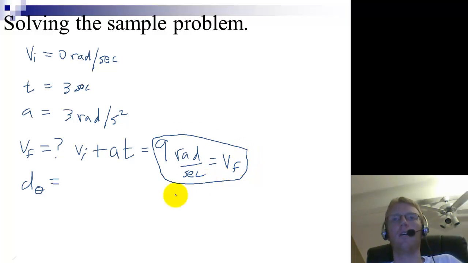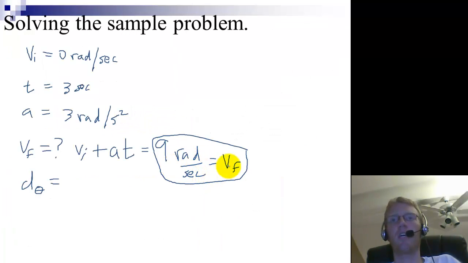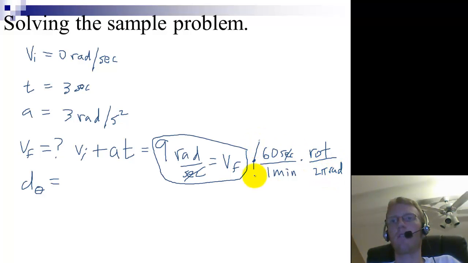And it said, let's find the final playing speed in RPMs. Well, how do we convert radians per second into RPMs? We're going to have to multiply this by a conversion factor of 60 seconds is 1 minute. That will convert seconds into minutes. And we want rotations, and 1 rotation is 2 pi radians. Okay, so here's our 2 conversion factors. And I like to do it like this, kind of like chemistry class. Cancel my units, cancel my units.